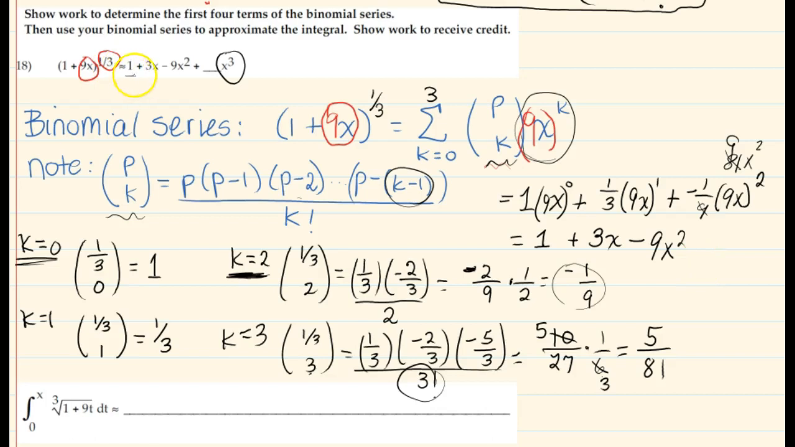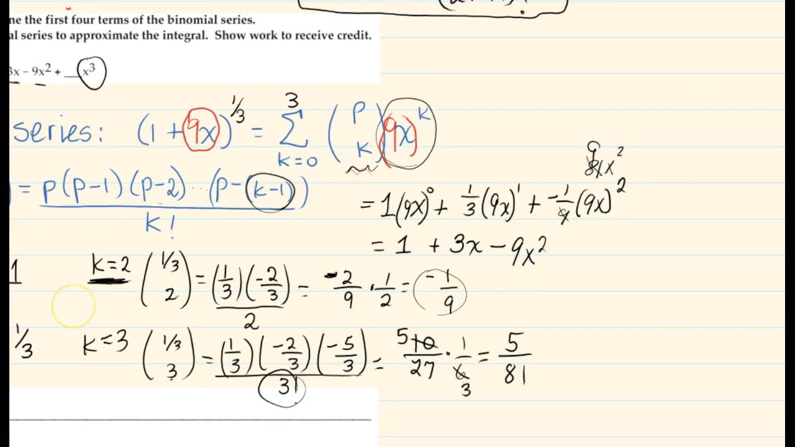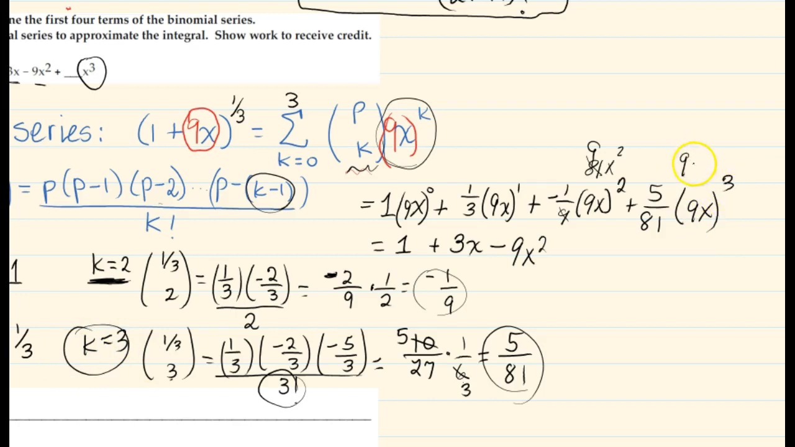So we can see that that's happening right here. Now we need to do that last term, and that's probably the one that gave most of us some issues. So for that last term, I'm going to get my coefficient of 5 over 81. I'm going to get my 9x, and I'm going to put that to the third power because k is equal to 3. So that's 9 times 9 times 9 x cubed.